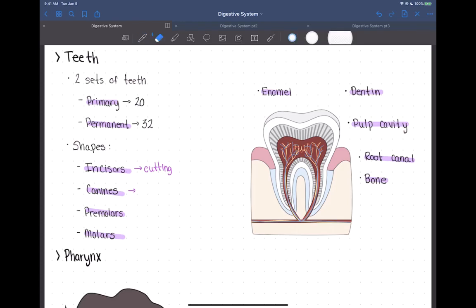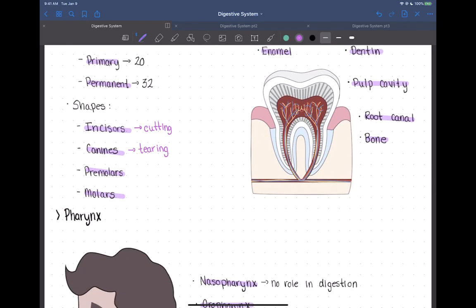Canines, their function is to tear food, right? Especially meat and that kind of thing. So tearing food. And then premolars and molars, these are the more back teeth. Their function is going to be grinding that food up, crushing it, mechanically digesting it, and forming that bolus. So premolars and molars are going to grind.